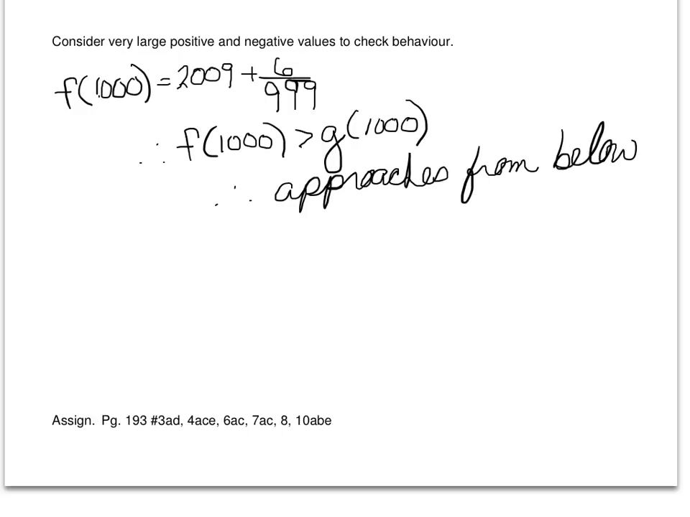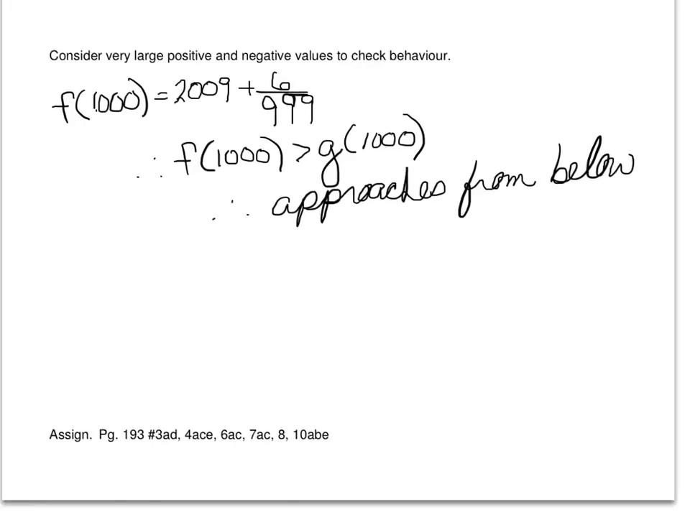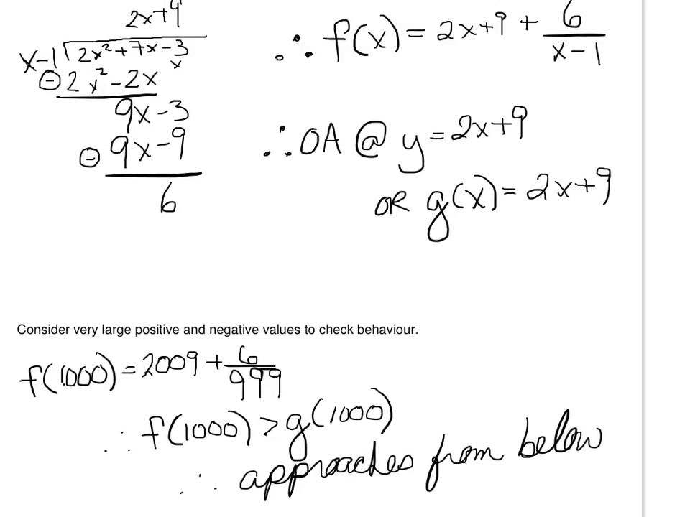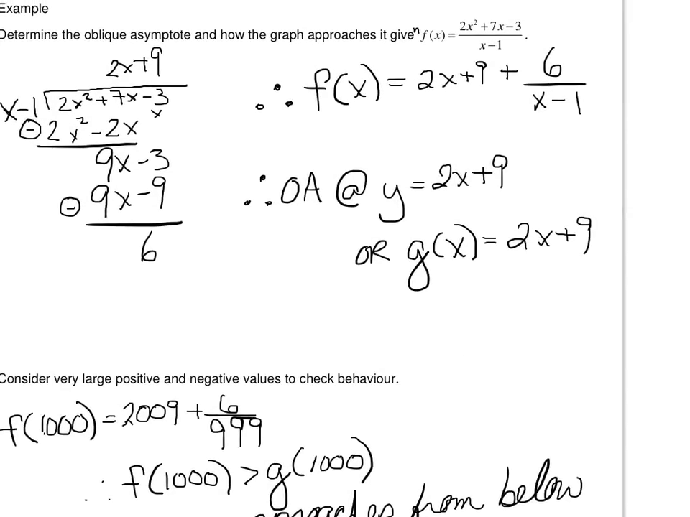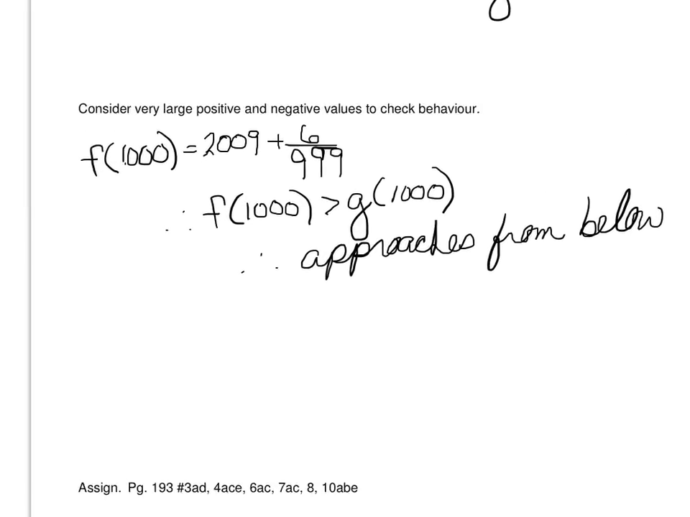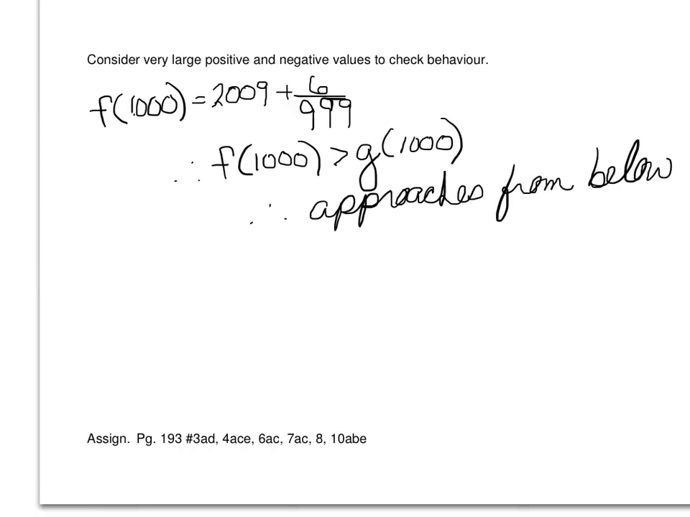I sub in x equal to 1,000, and I'm subbing it into the version that we see right here. Sorry for the screen movement, still getting used to this. I'm subbing it into this version because it makes it easier for comparison. And I end up getting 2009 plus 6 over 1999.